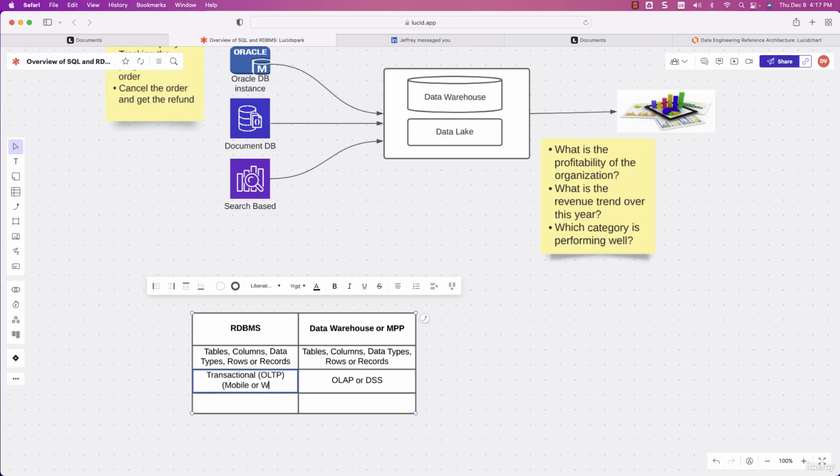We typically build mobile or web applications for OLTP. When it comes to OLAP or DSS, we build reports or dashboards. There are even mobile or web frameworks for reports or dashboards. For a large scale user base, if you have to build reports or dashboards, we typically use mobile or web applications only. However, for executives, typically we build reports or dashboards using tools like Tableau, QlikView, Power BI, etc.